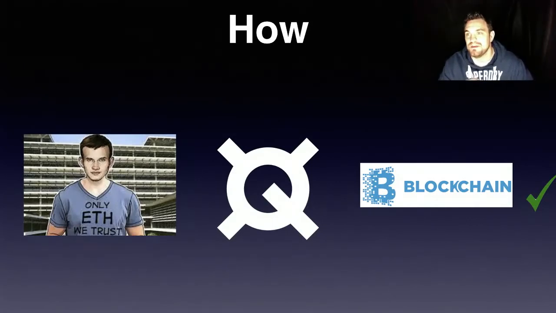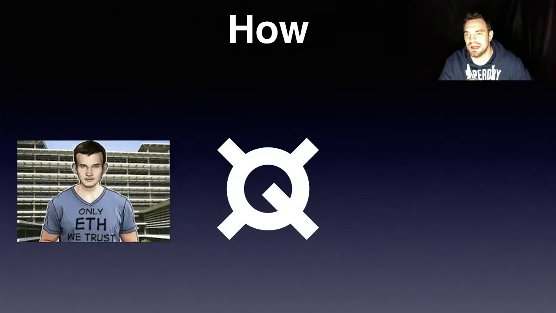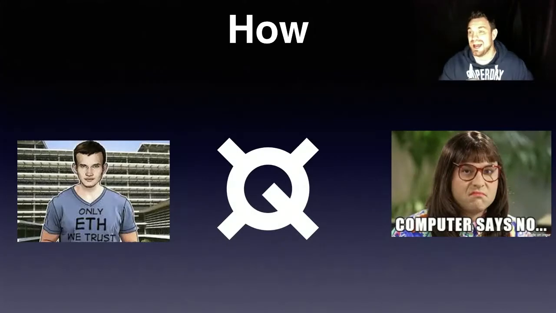Now, this is where QuantStamp really comes into play. First of all, you have the contract. It goes through QuantStamp. But then computer says no. So once that happens, there is another process. What happens then? It goes back to QuantStamp.